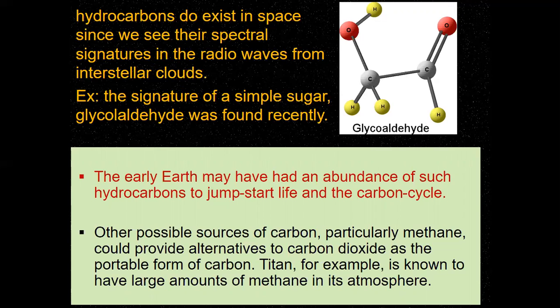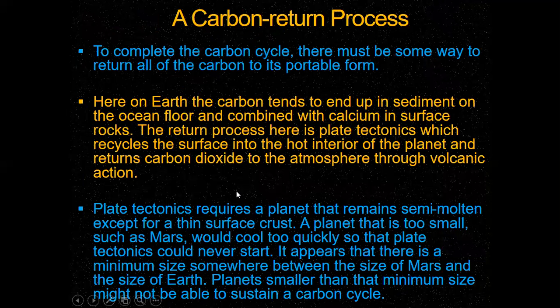Other possible sources of carbon, particularly methane, could provide an alternative to carbon dioxide as the portable form of carbon. Titan, for example, is known to have a large amount of methane in its atmosphere. You know Titan, right? Titan is the largest moon that you can find in the solar system.